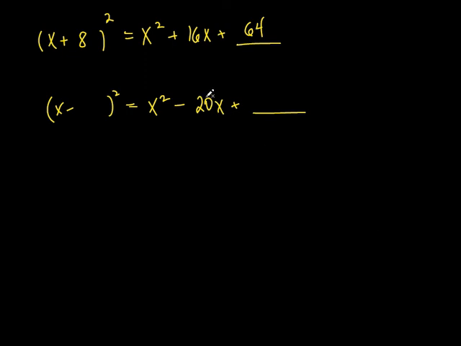So what am I going to do right here to find this last term? I want to make this a perfect square. So what does this last term have to be in order for this to be a perfect square? Well, what do I do to that middle term? Divide by 2, which is 10, and then what do I do with that 10? I square it. What is 10 squared? 100. Very good.